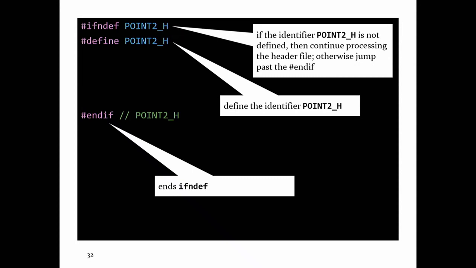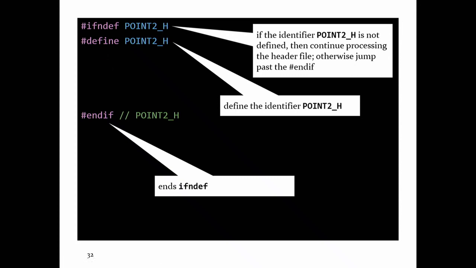If the preprocessor has not seen this header file before, then point2_h will be undefined, and the stuff inside the if statement will run. So the first time you include this header file into a source code file and compile it, everything between the #ifndef and the #endif will be included into your source code. Now the second time, the third time, and the fourth time that someone includes your header file, you don't want to re-include all of the declarations again.